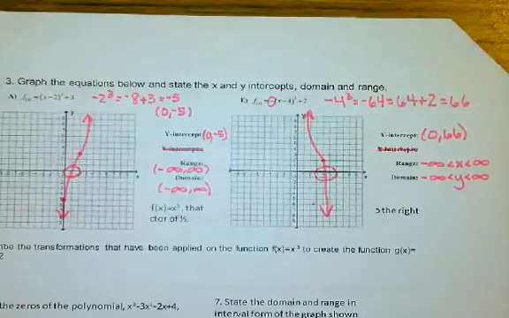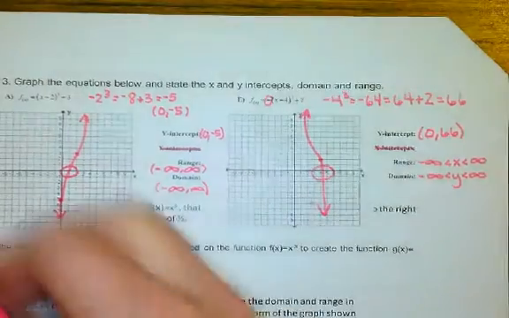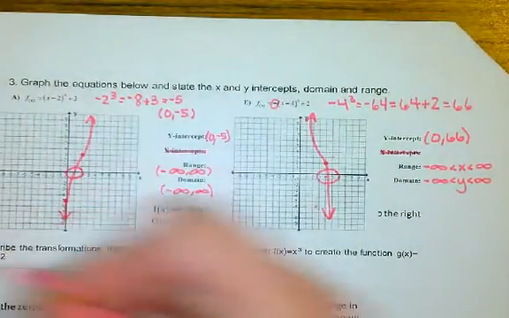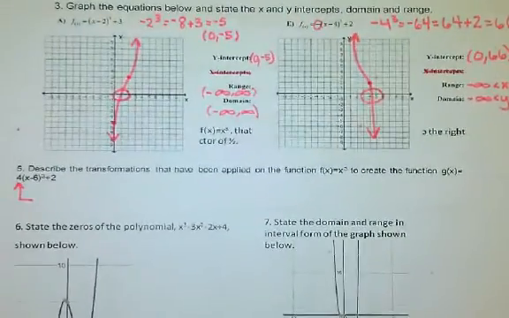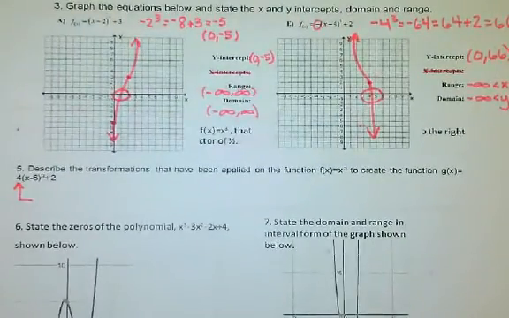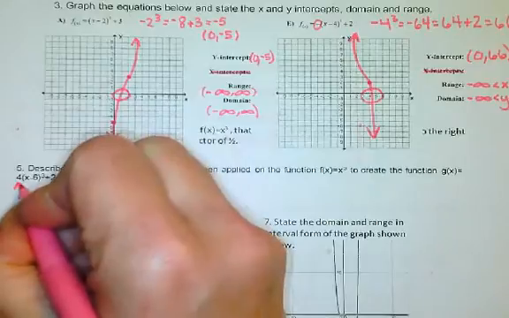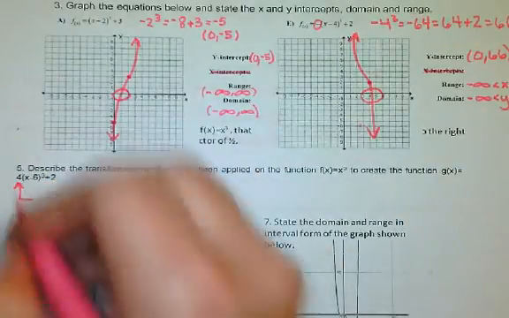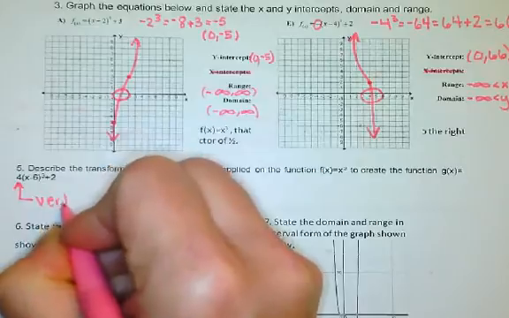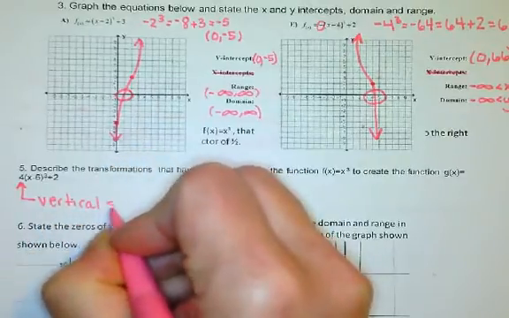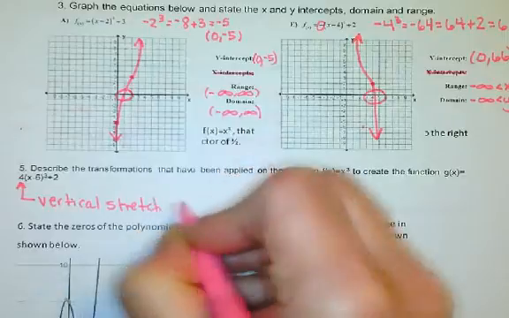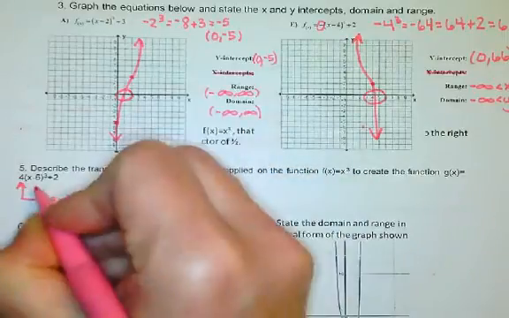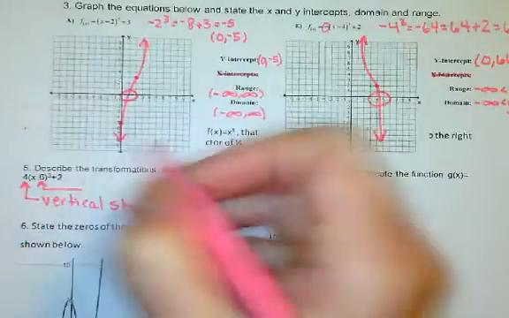All right, the next one says describe the transformations that have been applied on the function f of x equals x cubed to create the function g of x equals 4 times (x minus 6) cubed plus 2. Now remember, this 4 here is what tells you if it's a stretch or a compression, and also if it reflects across the x-axis. Now this is a positive 4, so it does not reflect across the x-axis, but it is a vertical stretch by 4.